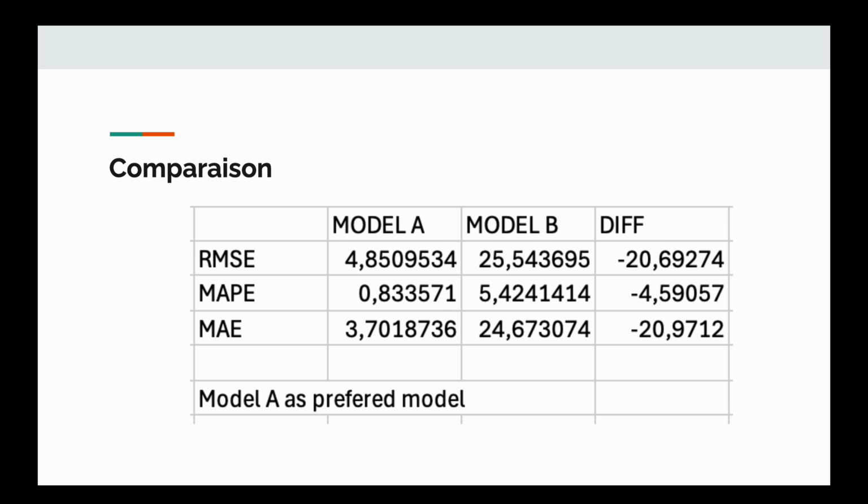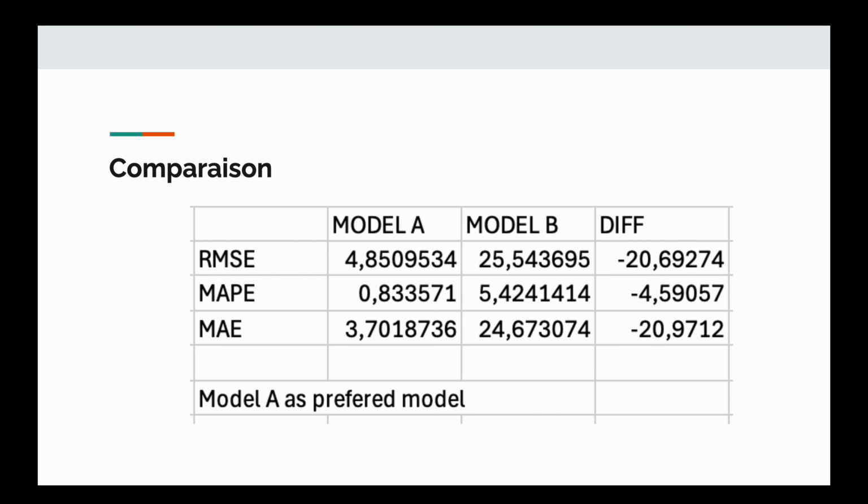When comparing the two models, we can see a difference of 20.6927 for the RMSE, 4.59057 for the MAPE, and 20.9712 for the MAE. These results are quite similar to the results found in the training set comparison.